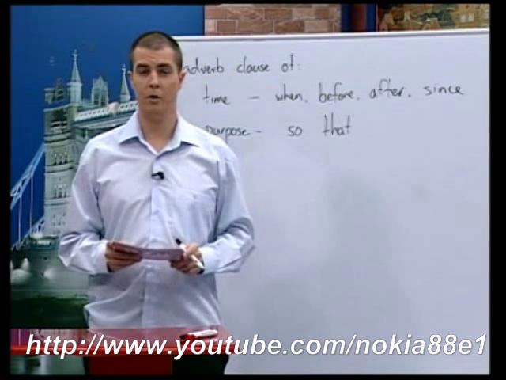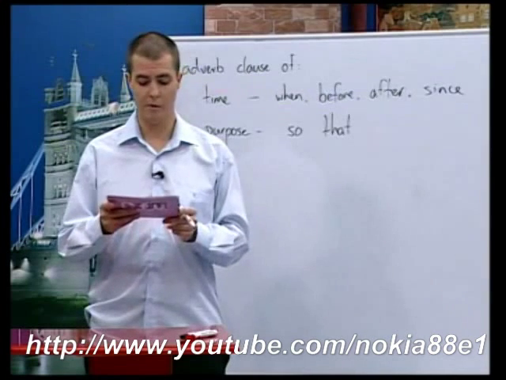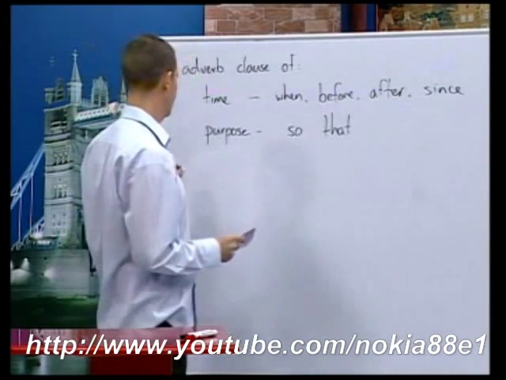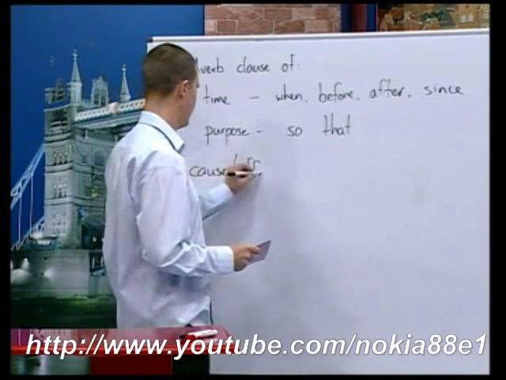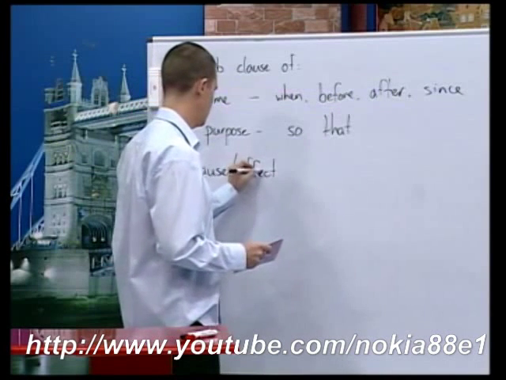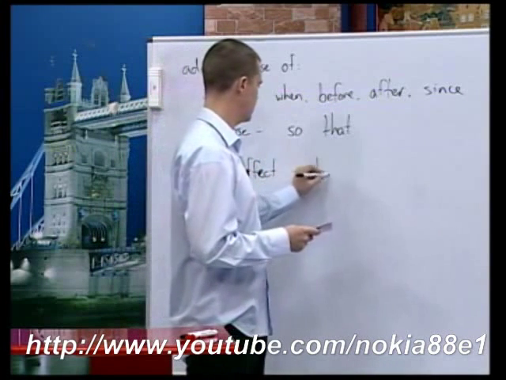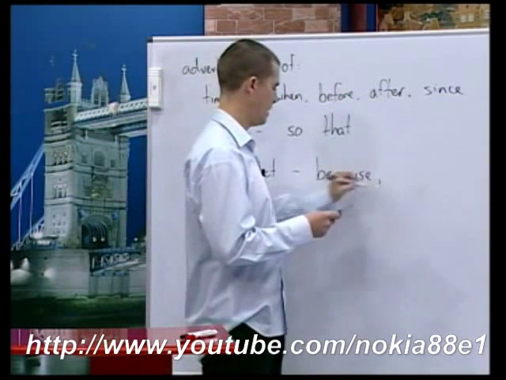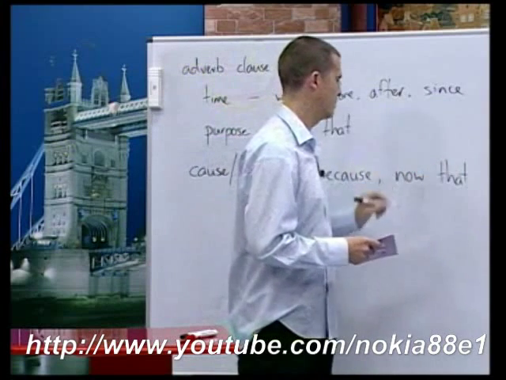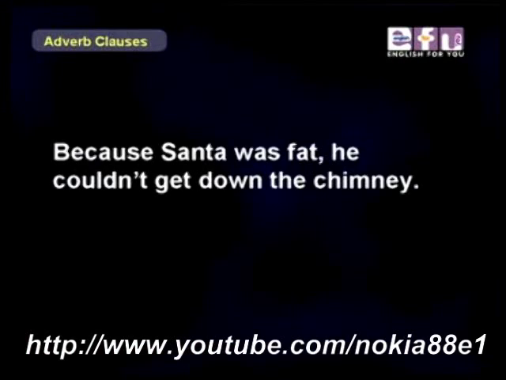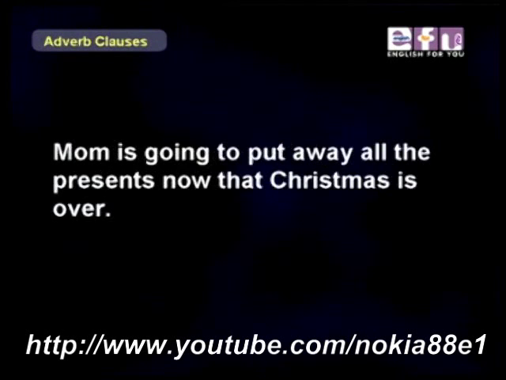And the third type of adverb clause that we discussed was clauses of cause and effect. These use because and now that. For example, because Santa was fat, he couldn't get down the chimney, and Mum is going to put away all the presents now that Christmas is over.